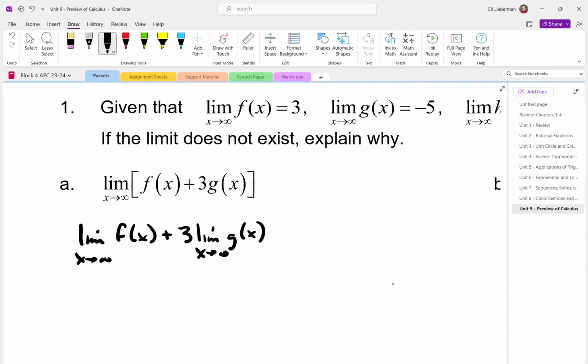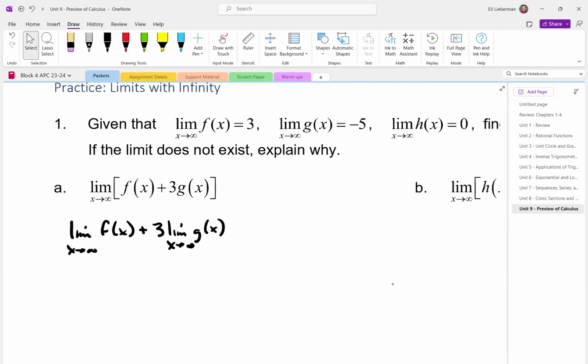Is this a difficult problem to do? No, they gave us all the information we need. So go ahead and finish this up. Make sure your neighbor was able to get the same thing you did.